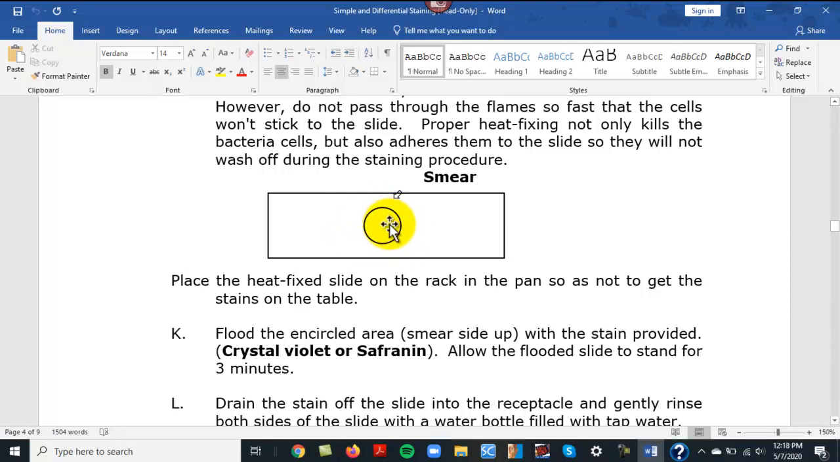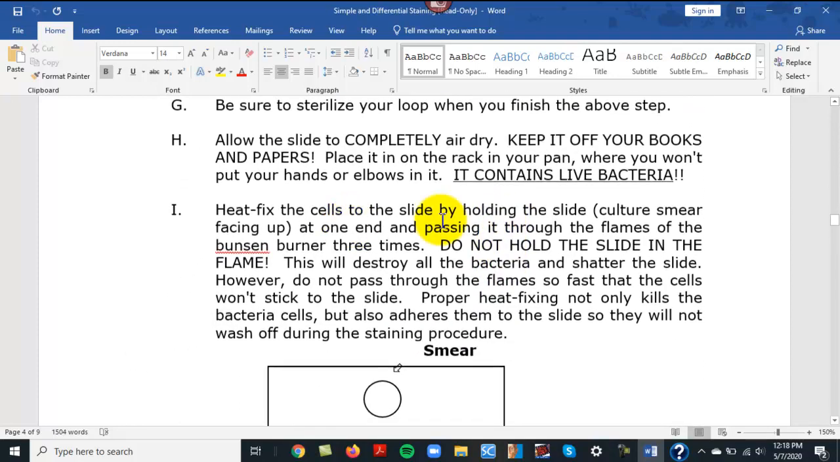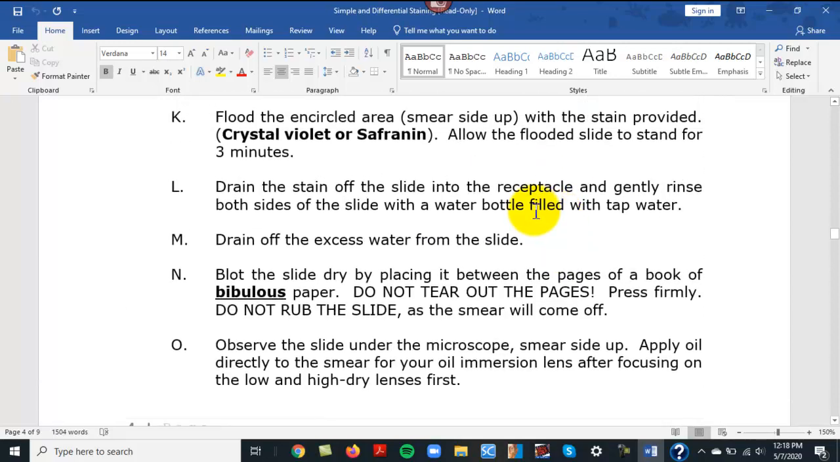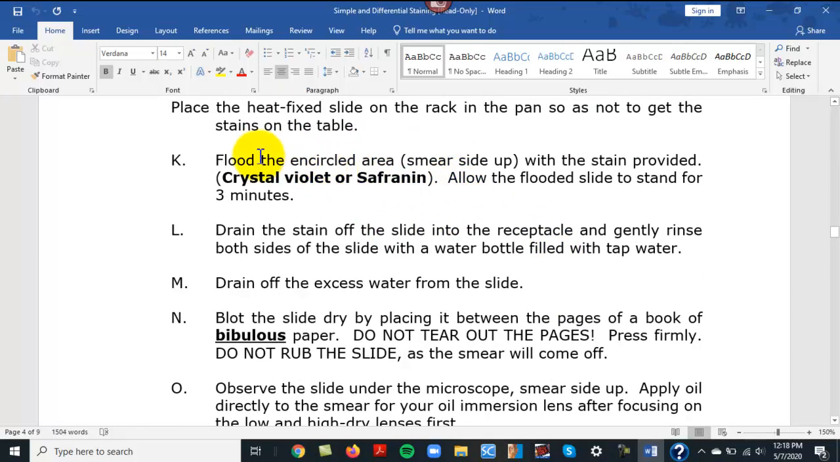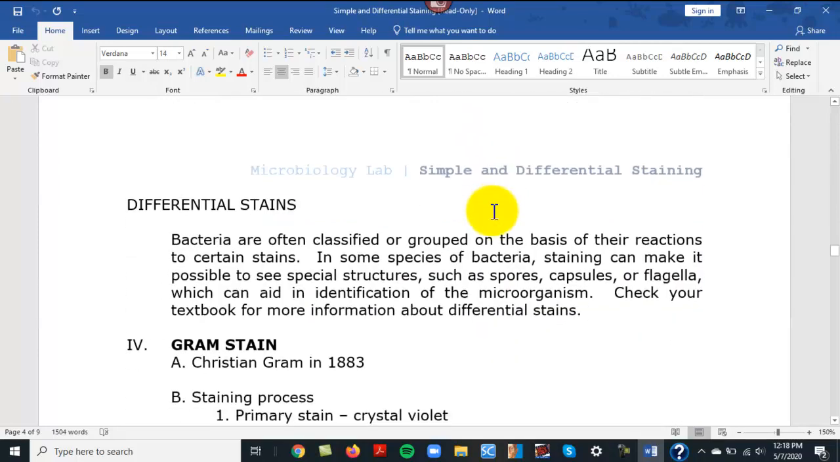You would let it air dry. Then you would heat fix it. Okay, right here. You would then pass it to the flame, kills the cells, adheres the cells to the slide. And then instead of just like in a simple stain, where you would just flood it with one stain and leave it for 3 minutes, you do 4 steps.